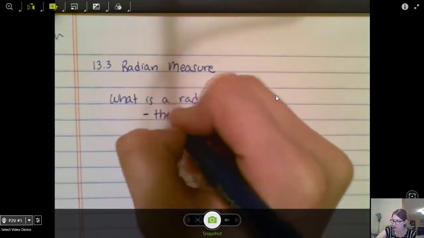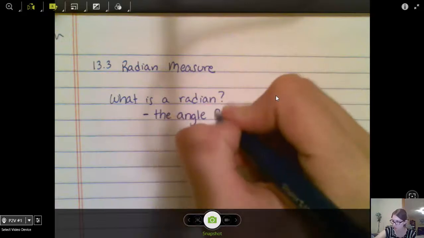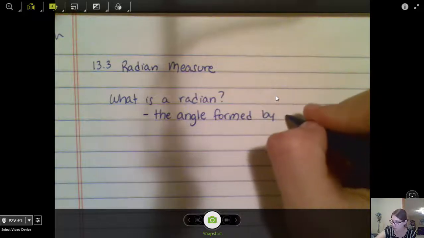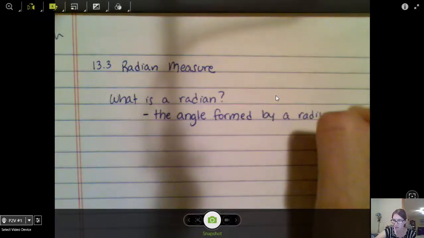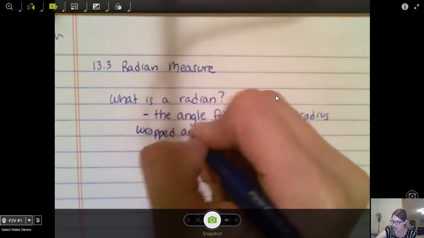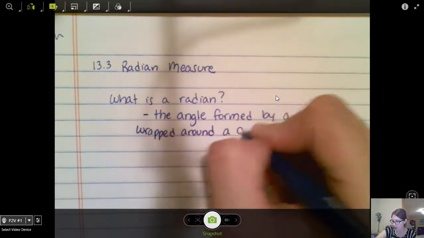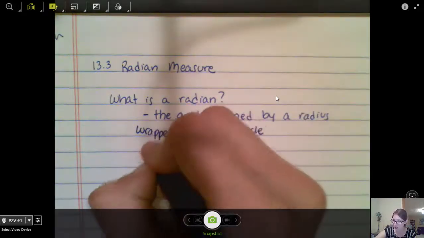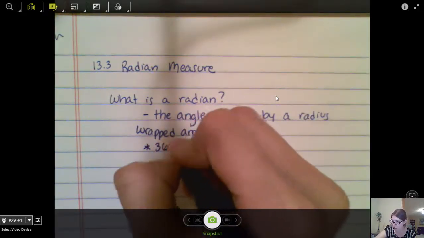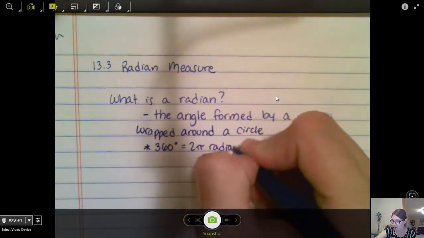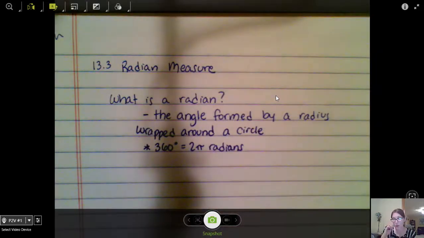A radian is the angle formed by a radius wrapped around a circle. And hopefully having seen that animation will help that make sense. And as we saw in the animation, 360 degrees is 2 pi radians.